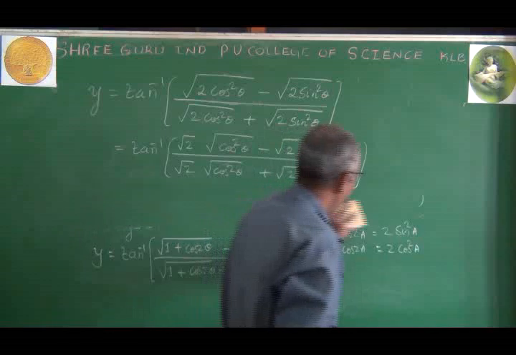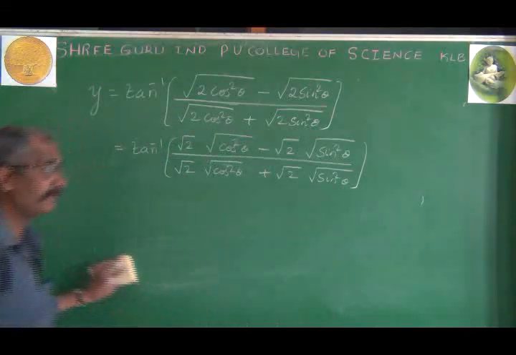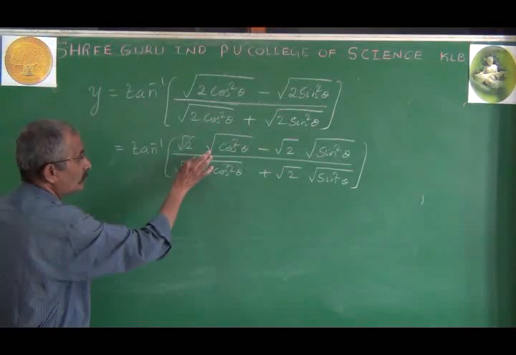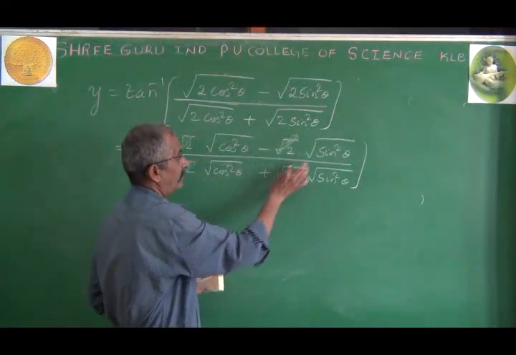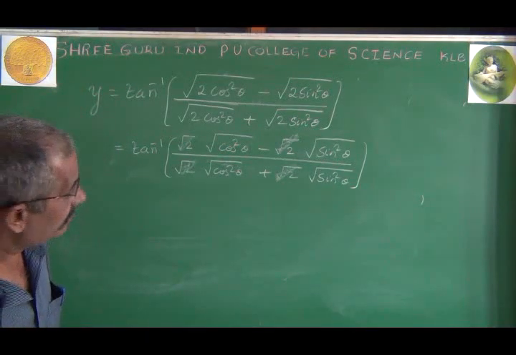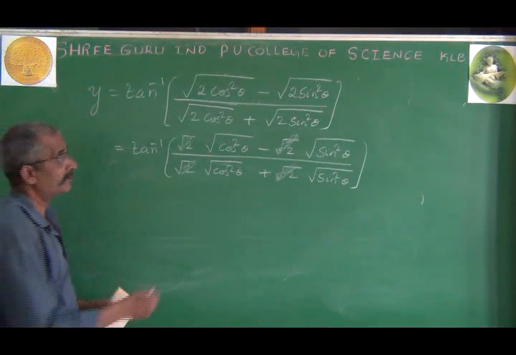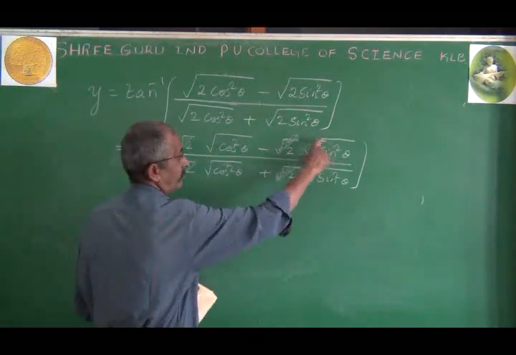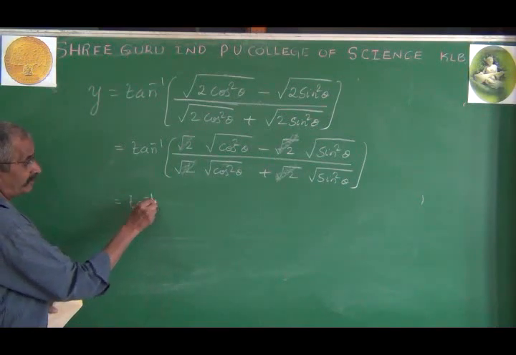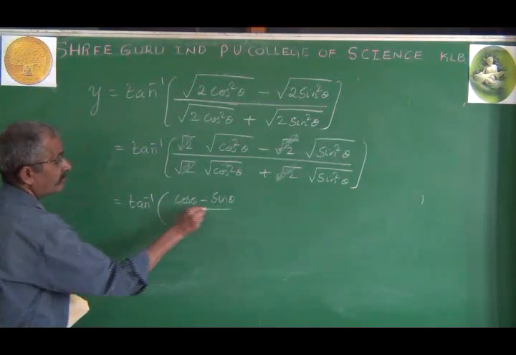Next, as I said, you have to simplify to the maximum extent. However much possibility of simplification exists, you must take it up without fail. The next simplification: root 2 is common in numerator as well as denominator, and it is eligible to get cancelled because it is a non-zero quantity. At the same time, square and square root cancel. Hence, what is left over is tan inverse of cos theta minus sin theta divided by cos theta plus sin theta.